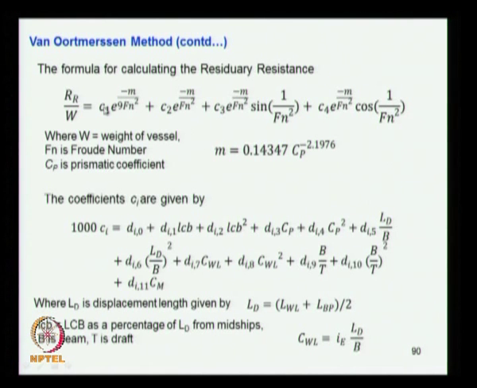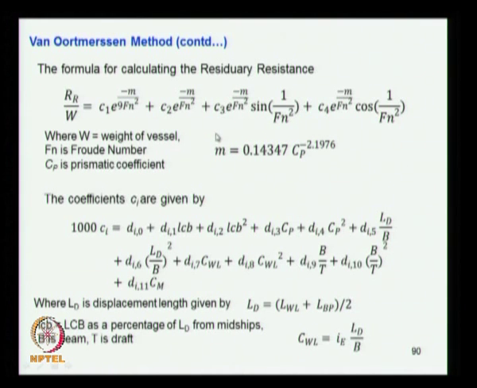You can see C1 into exponential of minus m by 9 Fn square, plus C2 into e power minus m by Fn square, plus C3 into e power minus m by Fn square into sine of 1 by Fn square, plus C4 into e power minus m by Fn square into cosine of 1 by Fn square. This is the expression put forward by Van Oortmerssen based on a regression analysis carried out on the experimental data obtained through model tests.